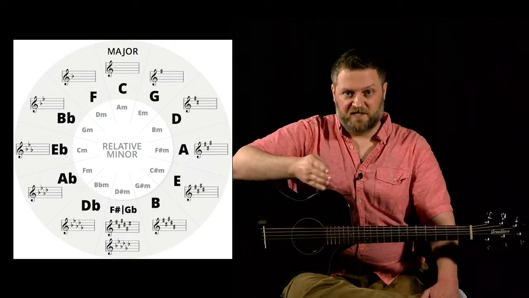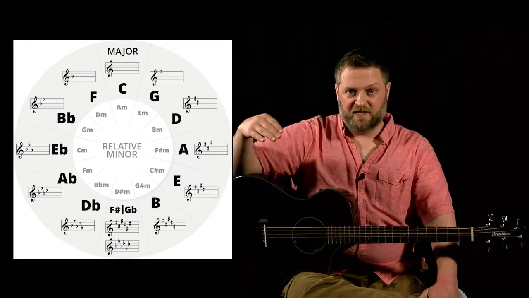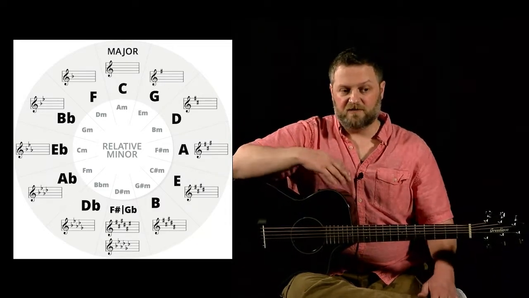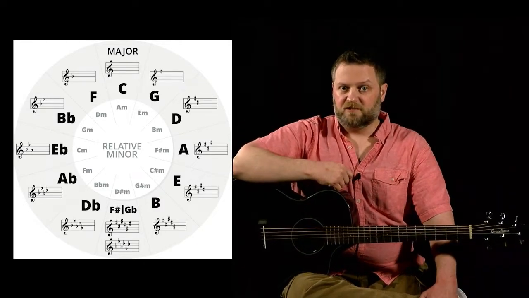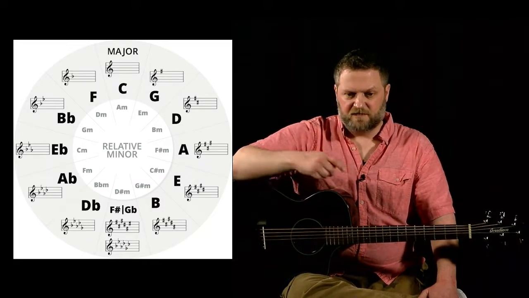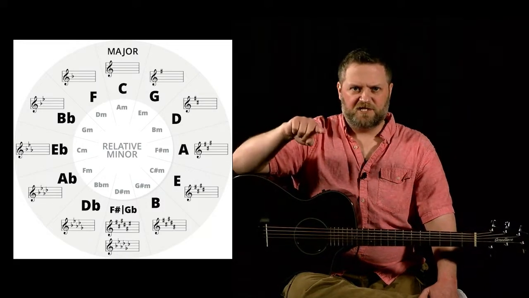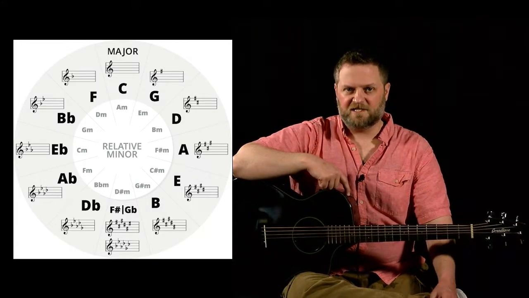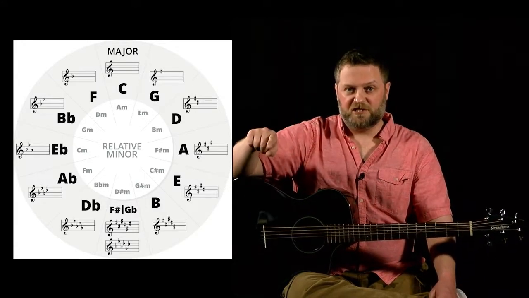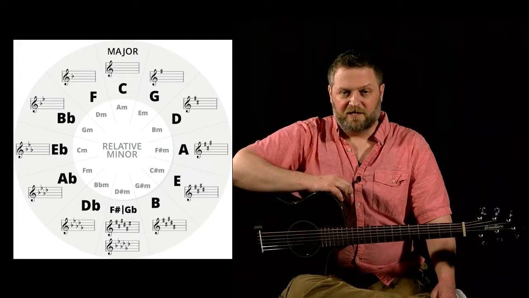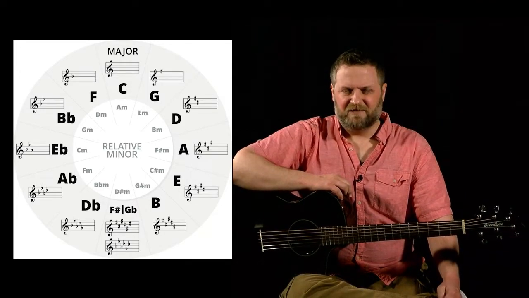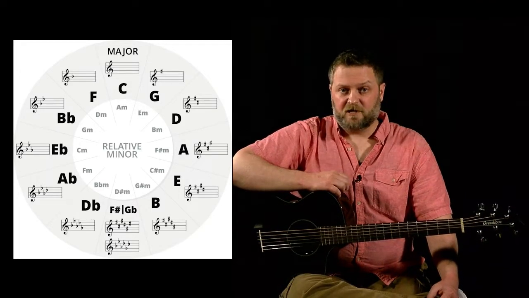The next one, the key of E flat, has a B flat, an E flat, and an A flat. And it just follows the inversion of the circle of fifths. The B, E, A, D, G, C, F is the order of the flats. And if you go the other way, F, C, G, D, A, E, B, that is the order of the sharps.